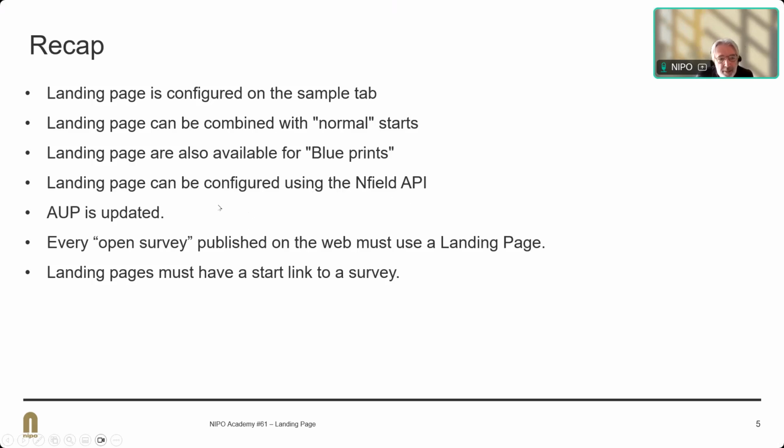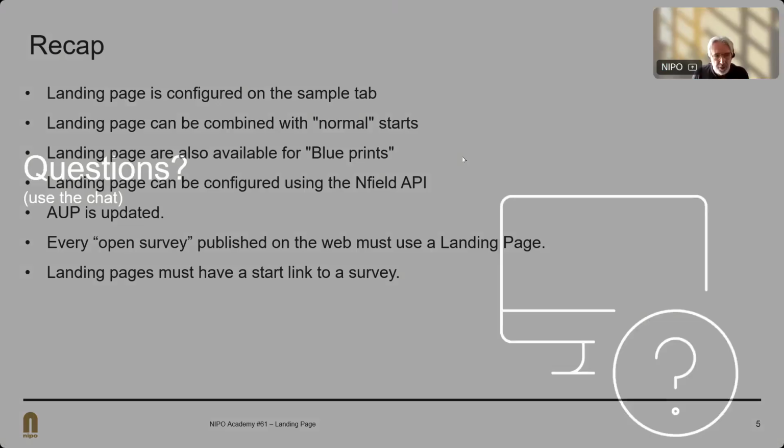We have updated our acceptable use policy, and the update means that we now expect every open survey that is published on the web to use a landing page. So you must use a landing page if you place an open survey link on a website or on social media. And that landing page must have a start link to a survey. That is our recap.